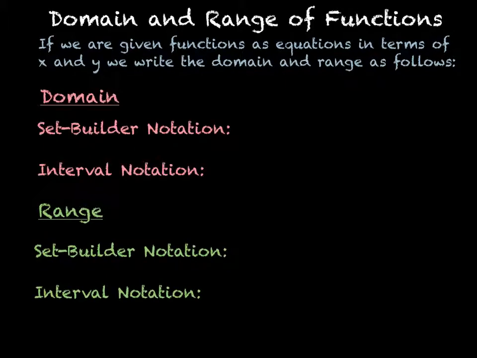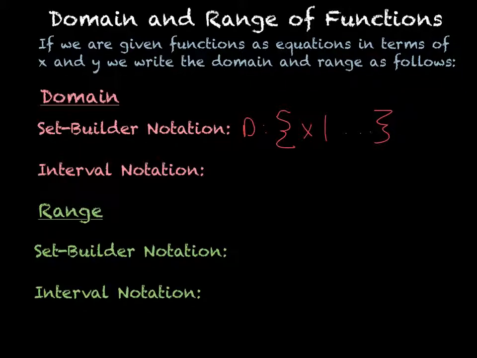Domain and range of functions. If we are given functions as equations in terms of x and y, we can write the domain and range as follows, and we want to be able to write them in both ways. We can use set builder notation, which we should know means if it's the domain, we would just say D, and then colon, and then the set of all x's such that whatever is true about x, and then end your set. Okay, we've done this before.